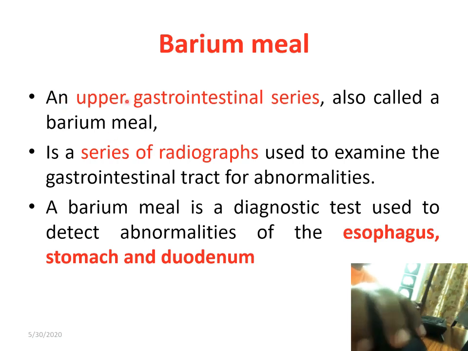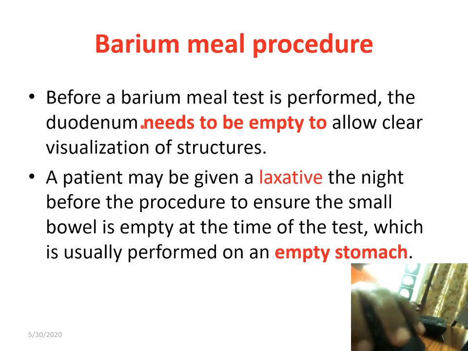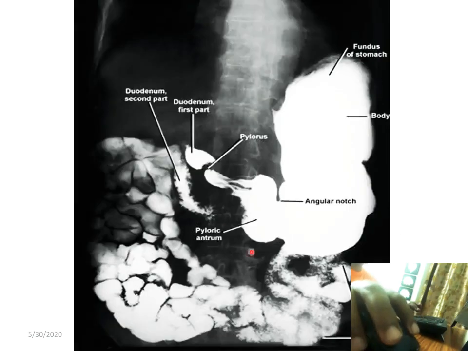Barium meal, an upper gastrointestinal series, is also called a barium meal. The radiologist takes a series of radiographs to see upper GI tract abnormalities, mostly of the esophagus, stomach, and duodenum. So what is the procedure? The patient should take a laxative and be on an empty stomach, and to clearly visualize the structures, the patient has to do preparation before the procedure.